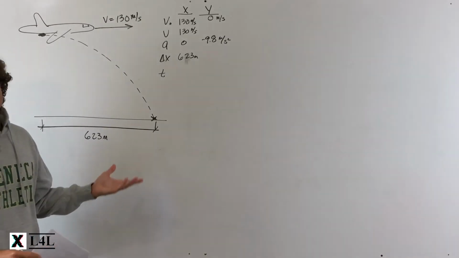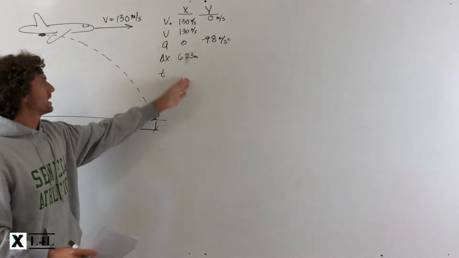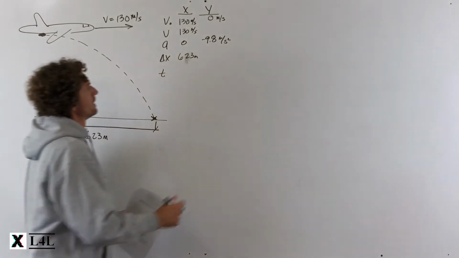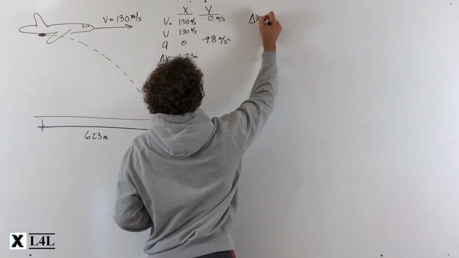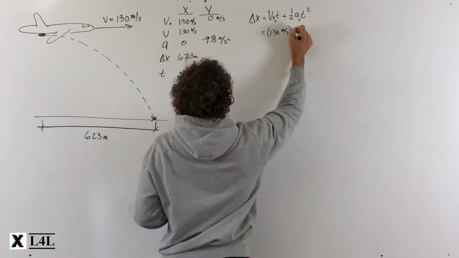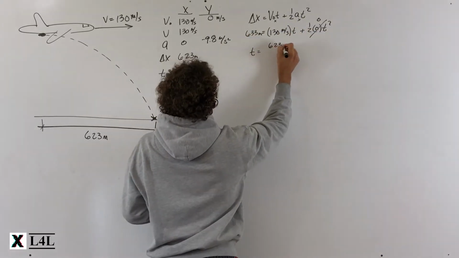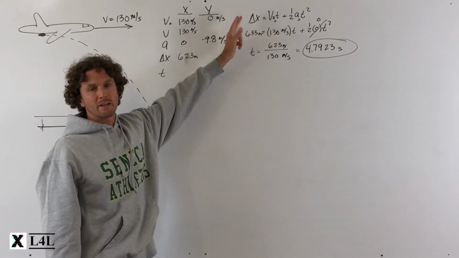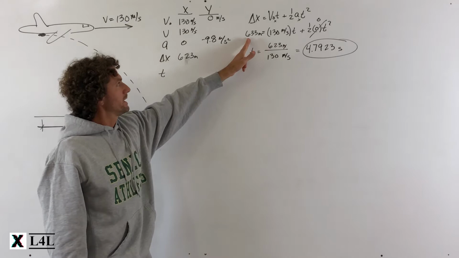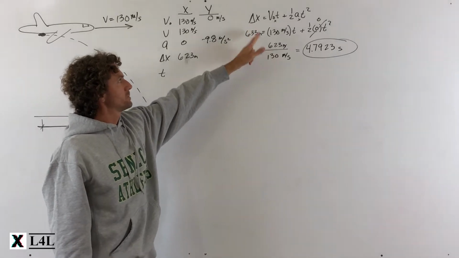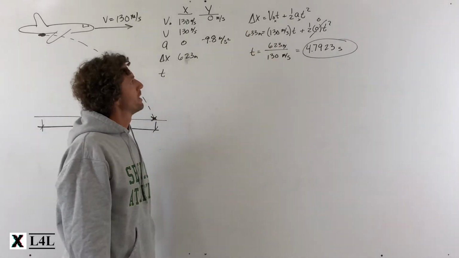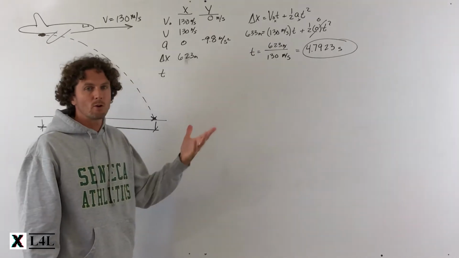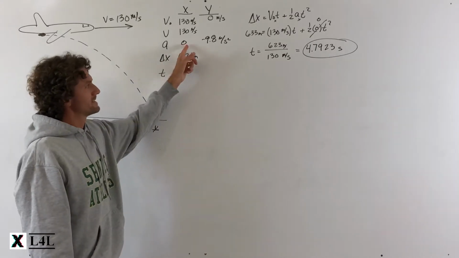So we're going to solve for time from the horizontal. I only know 2 of these at this point, so I need to solve for time in the horizontal. So we're going to use the displacement equation in the x direction. By plugging in here, we find that 623 meters displacement is equal to 130 meters per second times t plus 1/2 at squared. Well, remember, the acceleration in the horizontal or x direction is 0.